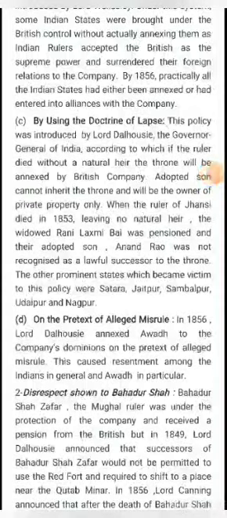Now, the fourth point is on the pretext of alleged misrule. Now, what is the meaning of alleged? Alleged means blaming without any proof. So, in 1856, Lord Dalhousie annexed Awadh to the company dominion on the pretext of alleged misrule, which means that it was not properly managed, and justified the annexation of Awadh on the pretext of the good of the government. This caused resentment among the Indians in general and Awadh in particular.